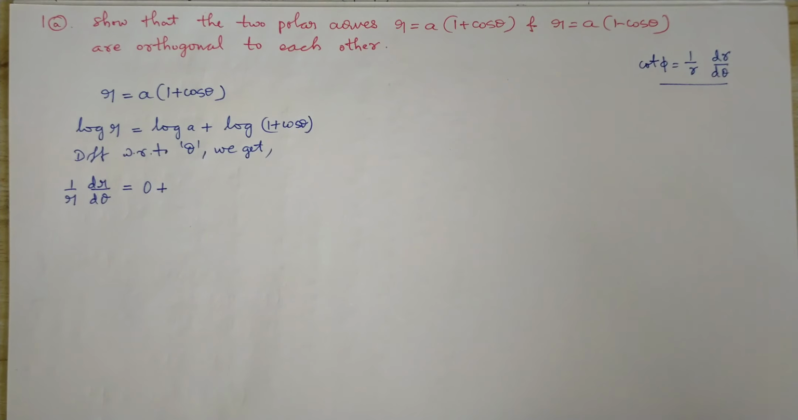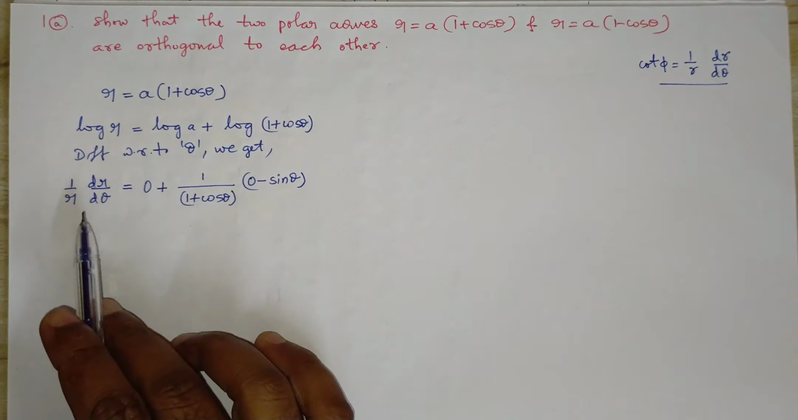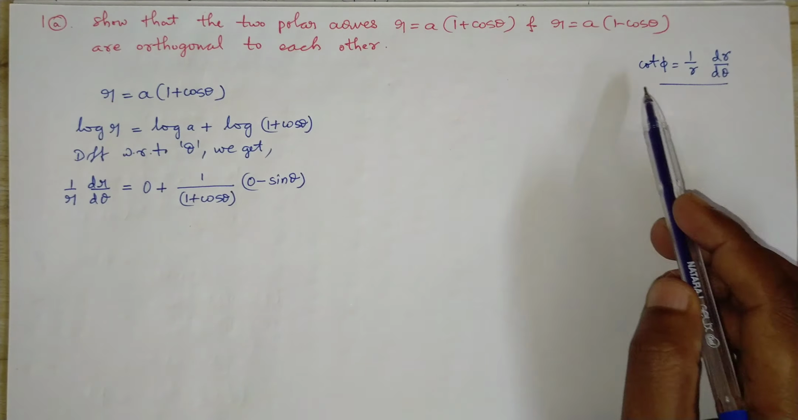The differentiation of a log function is 1 by function into differentiation of function. Here the function is 1 plus cos theta. The differentiation of 1 is 0 and the differentiation of cos theta is minus sin theta. But we know that 1 by r dr by d theta is cot phi.